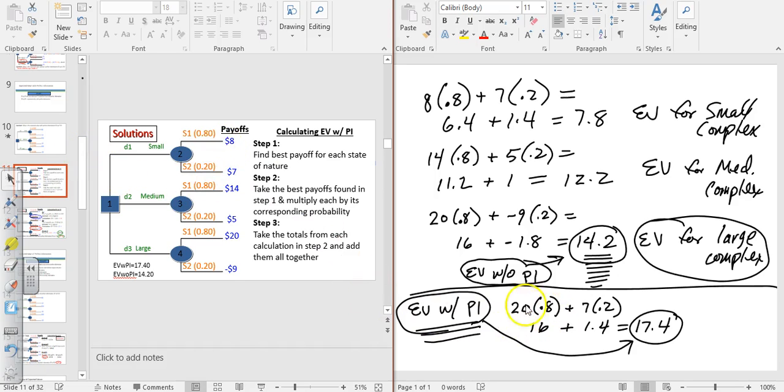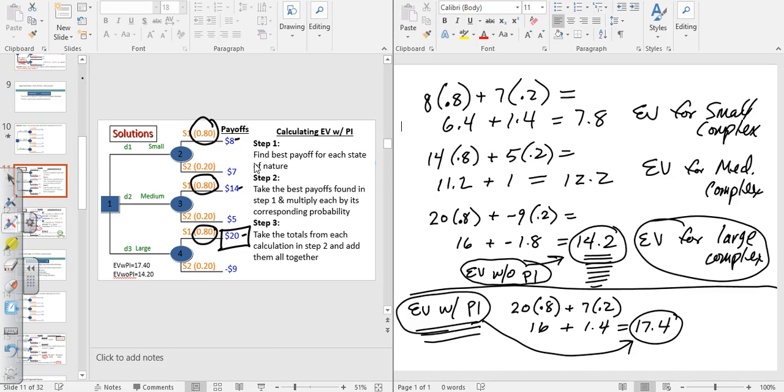So again, just like with perfect information, we chose the best items for each state of nature. We looked at the state of nature first, and then we chose the best. So let's see what it says here. They actually give the steps. Find the best payoff for each state of nature. Okay. So for the 0.8, if we look at just the 0.8s, which one has the best payoff? 8, 14, or 20? Well, clearly 20 is the winner. So that's the one we're going with.